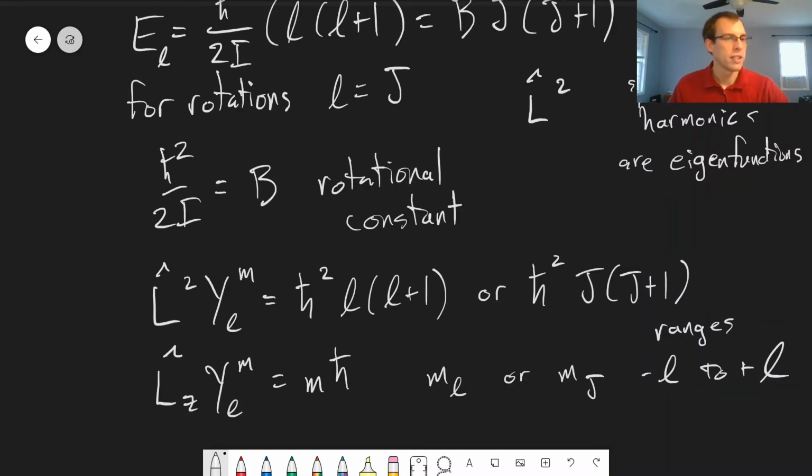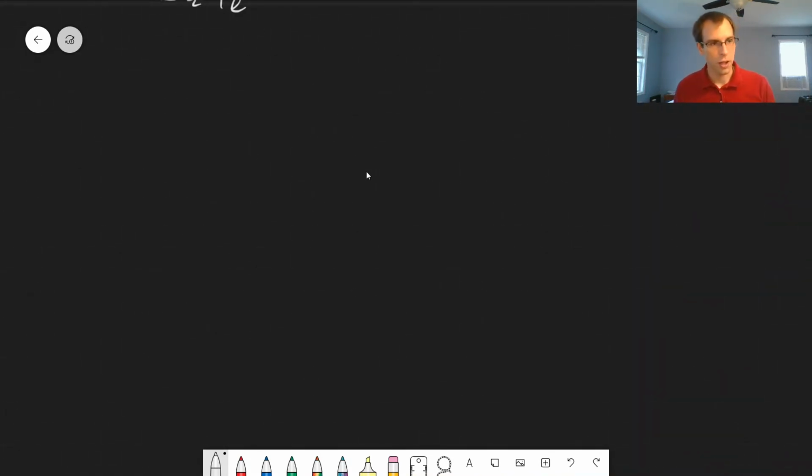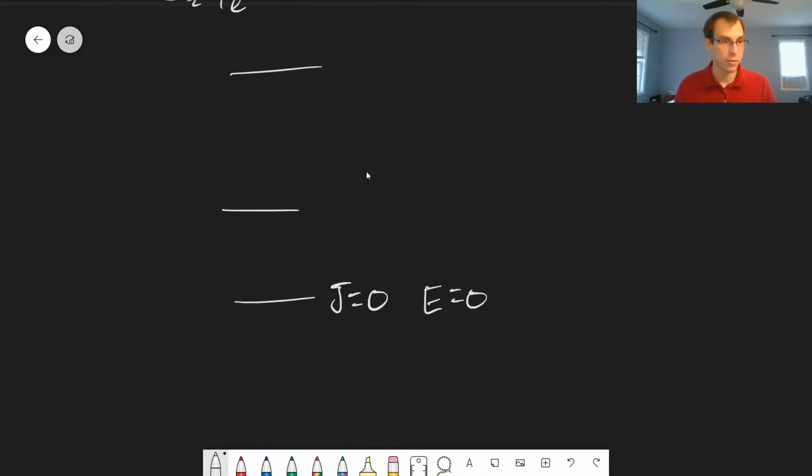So what do these energy levels look like? If we go ahead and plug this in and plot these out like we did for the harmonic oscillator, for J equals 0, E equals 0. That one's pretty straightforward, and the molecule is not rotating. So unlike the harmonic oscillator, there is no zero-point energy for rotation. Once a molecule stops rotating, it's not rotating. But you can never stop it vibrating.